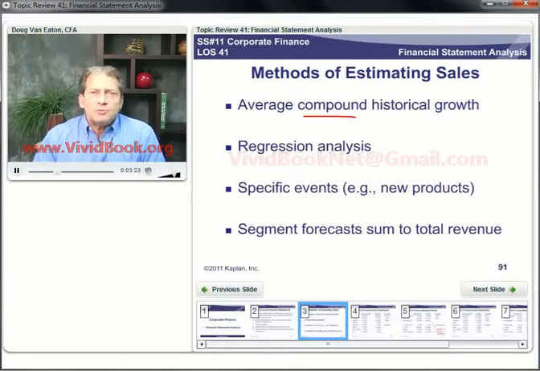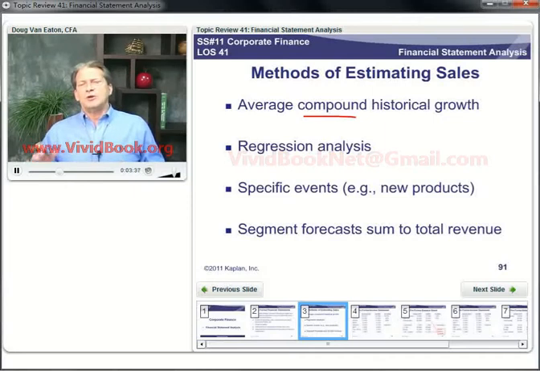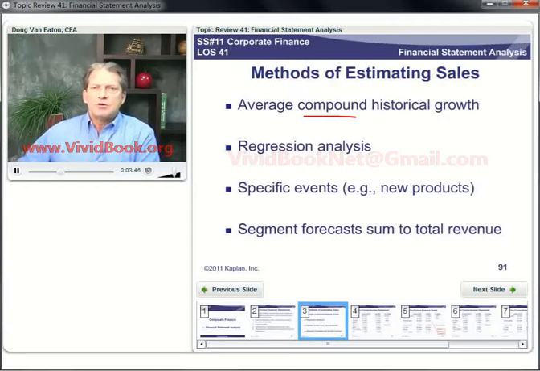Now, if we have specific events, if we're going to add a brand new product that we think is going to be huge, then we might want to put that into our sales estimate. Another way is to look at the individual segments of a business and do sales estimates for each specific segment because they may be affected by different factors, and then sum all those to come up with a total revenue number for the firm.